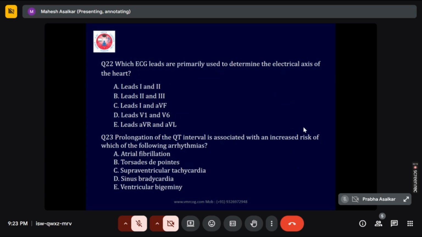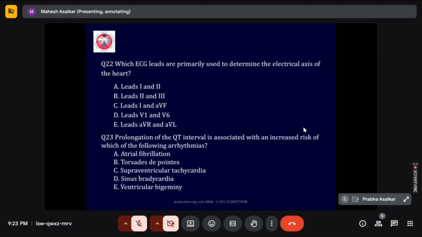Which ECG leads are primarily used to determine the electrical axis of the heart? Lead 1 and 2, 2 and 3, lead 1 and AVF, V1 to V6, AVR and AVL. Lead 1 and AVF, C. Yes. So the electrical axis of the heart is determined by lead 1 and AVF.